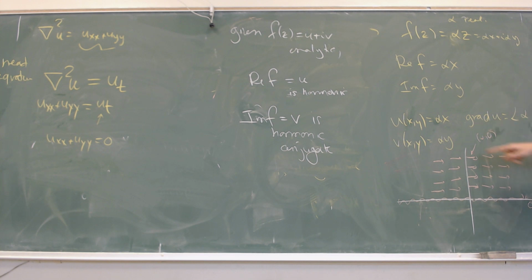If you picked the points where this function was equal to some constant, you would end up with lines that look like, I'd say, alpha x is equal to c means x is equal to c over alpha. So the equipotential lines here are vertical lines, right? The places where we have level curves are vertical lines. The flow lines, which are the places where the harmonic conjugate is constant, alpha y is equal to some constant, so y is equal to c over alpha. Well, those are horizontal lines.